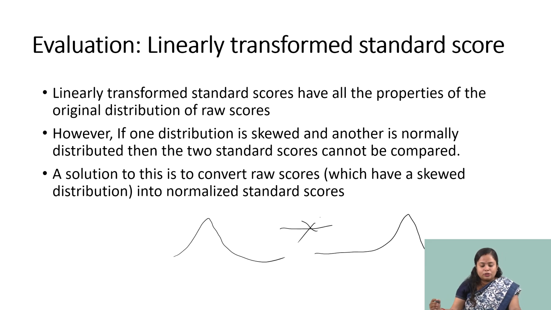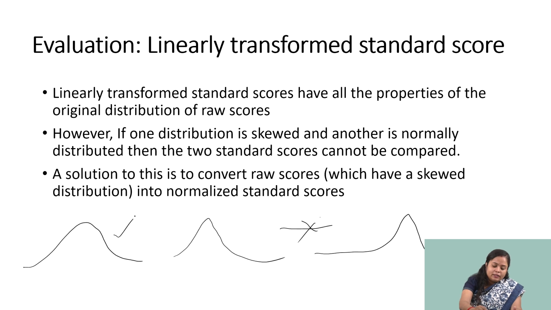And a solution to this is to convert your raw scores into normalized standard scores. If you have scores from two or three different tests which are normally distributed, then it's fine to compare those scores. Then it is good to convert those scores into Z-scores and compare all these. But if there is positively skewed or negatively skewed data, and the skewness pattern is different among those different tests, you can't compare these. In that case, you have to use normalized standard scores, which are T, stanine, or deviation IQ.